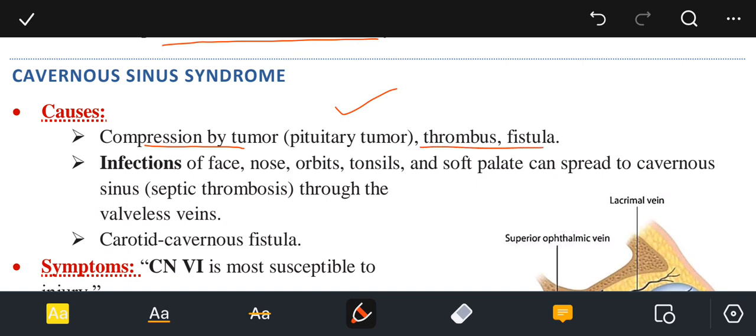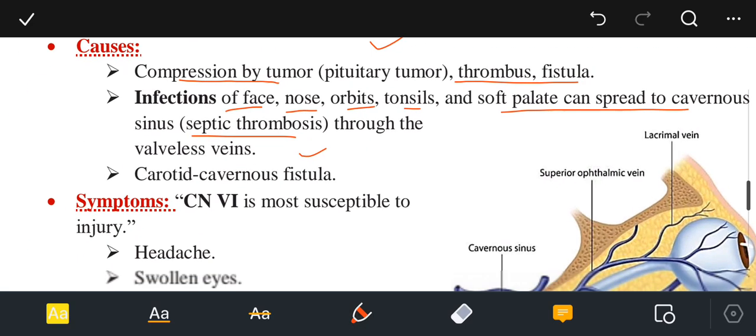Infections of the face, nose, orbit, specifically the dangerous area of the face. If I draw the face over here, suppose these are the eyes and this is the nose. So this area is the dangerous area of the face that also includes the upper lip. Oh, I'm sorry for that, but it includes the upper lip as well. So this is the dangerous area of the face. Any infection from this site can go back to the cavernous sinus and lead to cavernous sinus syndrome. Then nose, orbits, tonsils, and soft palate infections can spread to the cavernous sinus, causing septic thrombosis through the valveless veins.